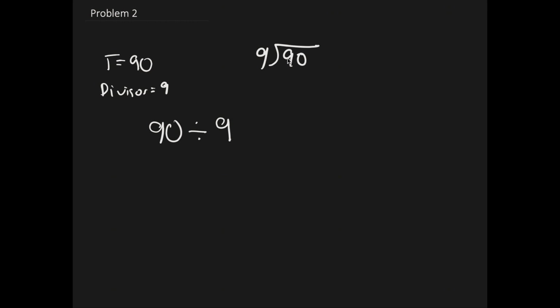9 divided by 9. Okay, that's 1. 1 times 9 is 9, minus 9 is 0. Bring the 0 down. And then 9 goes into 0 0 times, minus 0 is 0. Right? There's no remainder. So it looks like our total is 0. Not 0, 10. Sorry, I missed the 1 there. So 90 divided by 9 is 10.